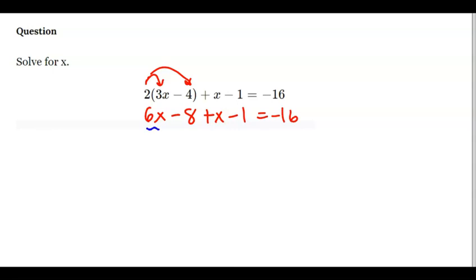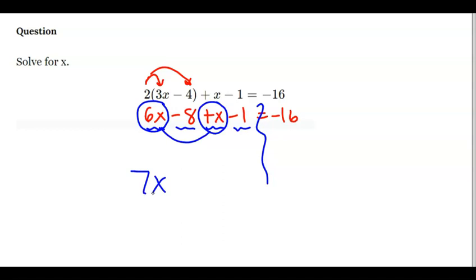Now you'll notice I have 1, 2, 3, 4 terms on the same side of the equal sign. The most you can have is 2: letters with a variable and constants without. So I see here that I have a 6x and a plus x. So I'm going to combine these together to make 7x. I also see that I have a minus 8 and a minus 1. I'm going to combine those together to make a minus 9. The equal sign and the solution will remain the same.